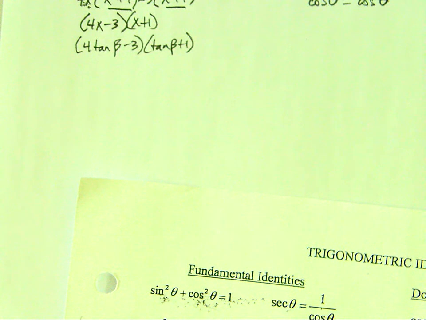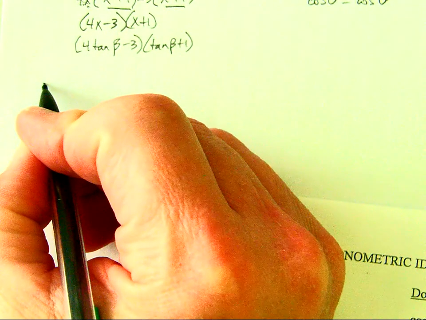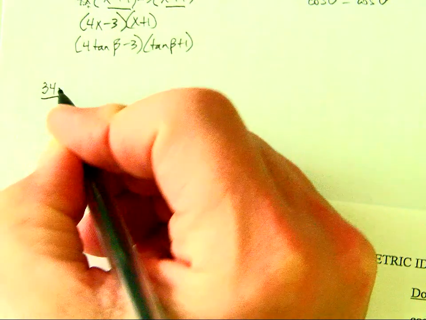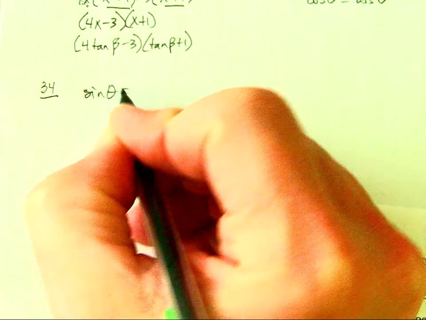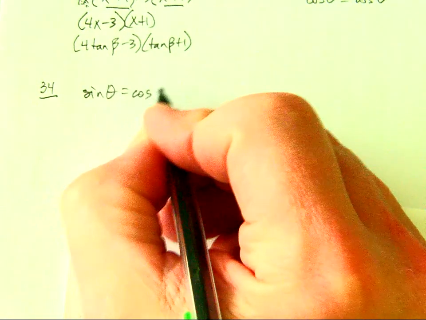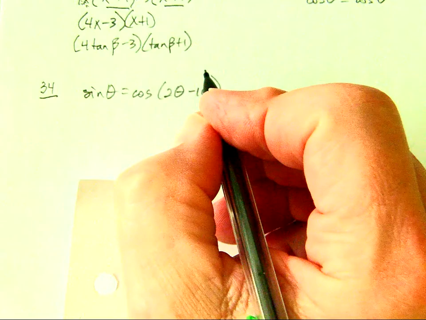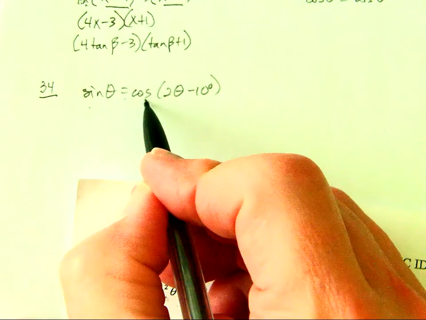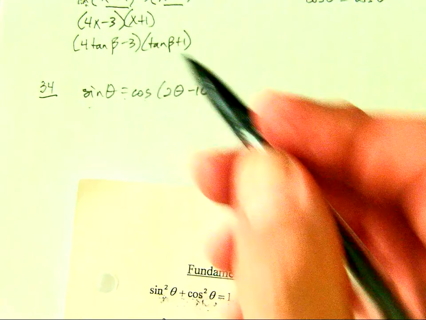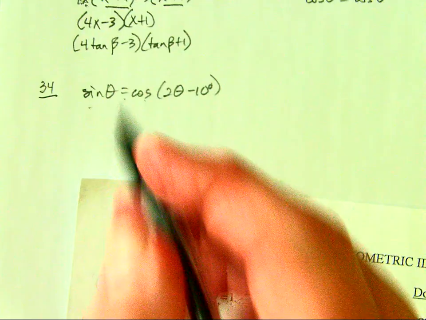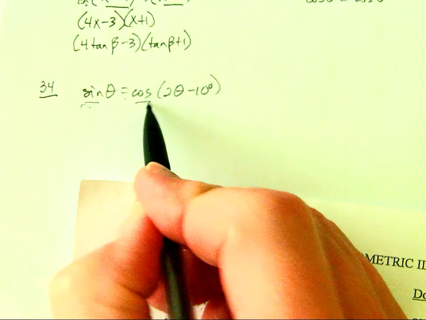Let's go to 5.3 now. Students asked about 34. Now 34, two things. So we have the sine of theta equals cosine of 2 theta minus 10 degrees. Whenever you see sine equals cosine, that goes back to the cofunction identities, right? One of the pairs of cofunctions is sine and cosine. So we have that. Sine and cosine are cofunctions.